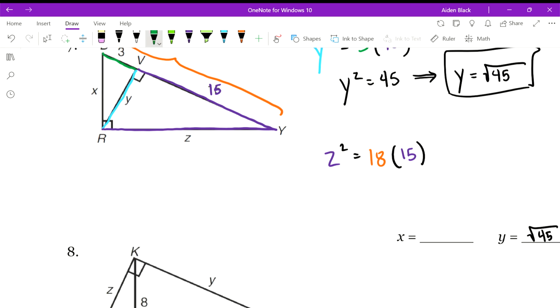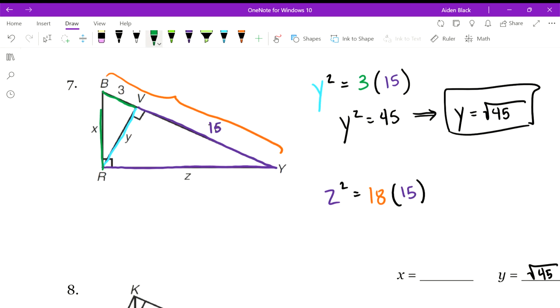Let me get my last one in. X squared, that's one of the legs, is equal to the whole hypotenuse, 18, times the part of the hypotenuse that is adjacent to that leg. And I'm out of time.